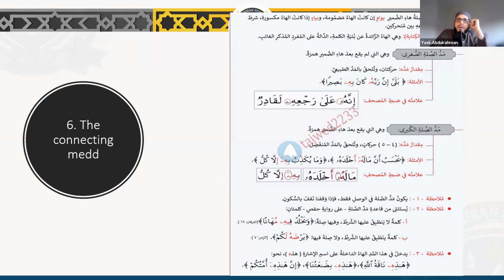It becomes like ما له أخلده. Right? به إلا كل. وما يكذب به إلا كل. Like this. So the timing we said for the lesser connecting is 2 haraka. For the greater connecting it is 4 to 5 haraka, similar to the separated med.